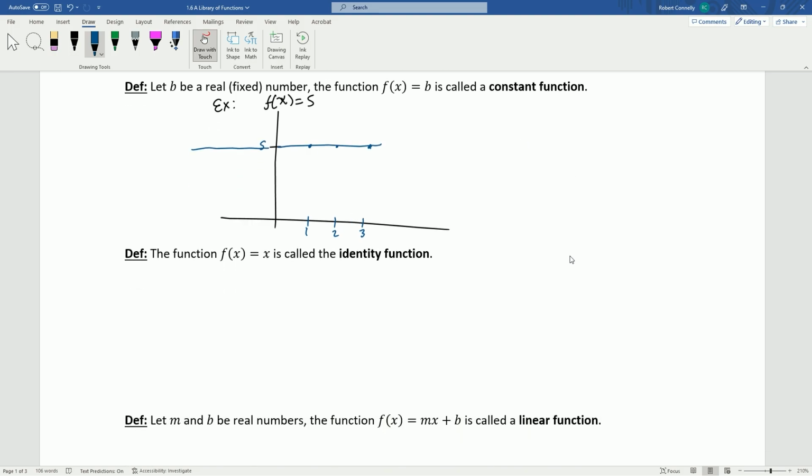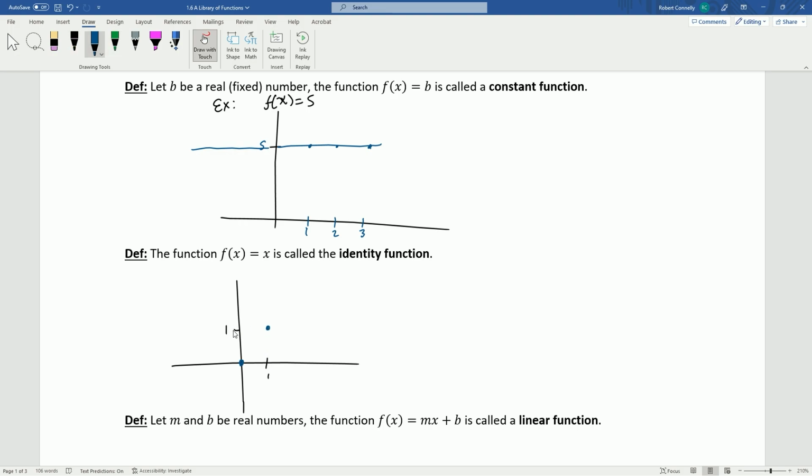All right, definition number 2 here. The function f of x equals x is called the identity function. Okay, so this is just a straight line with slope 1. It's a pretty straightforward function. So when x is 0, we get 0. When x is 1, we get 1. And that's why it's called the identity function.